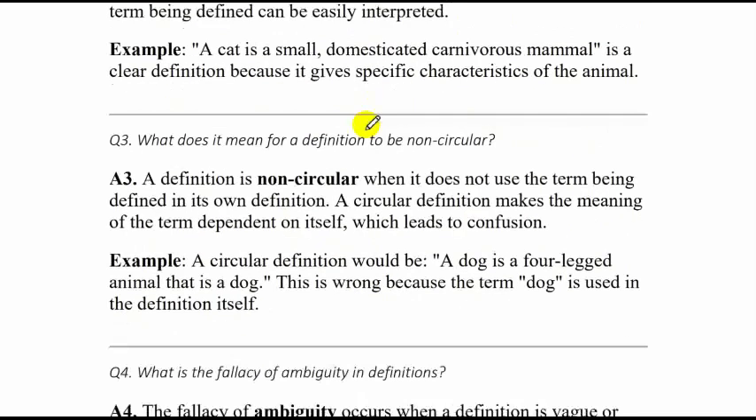Question 3. What does it mean for a definition to be non-circular? A definition is non-circular when it does not use the term being defined in its own definition. A circular definition makes the meaning of the term dependent on itself, which leads to confusion. Example: a circular definition would be a dog is a four-legged animal that is a dog. This is wrong because the term dog is used in the definition itself.